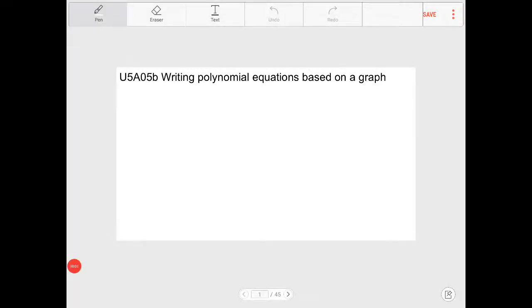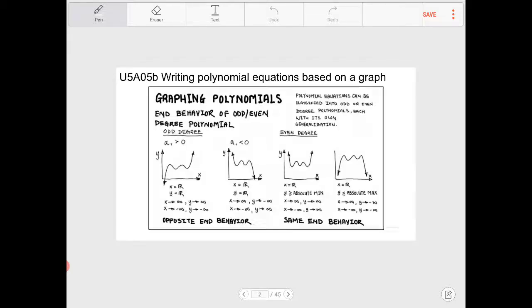Hello students, in this lesson I am going to go through examples of how to write the equation of a polynomial in its factored form if given its graph. What we're going to be doing is, again, going backwards to what we had done in the previous video, which was given the equation in factored form. Now we're going to be writing the equation in factored form if we understand where the roots are.